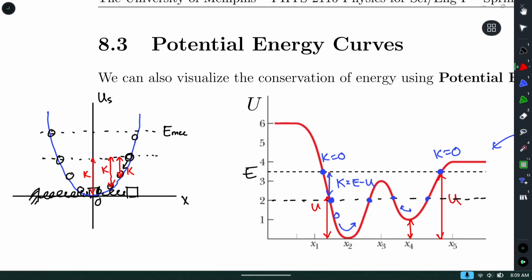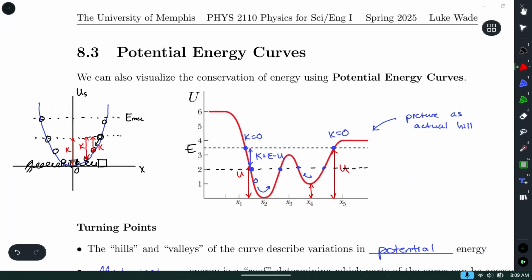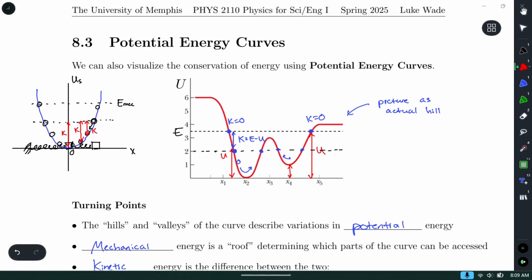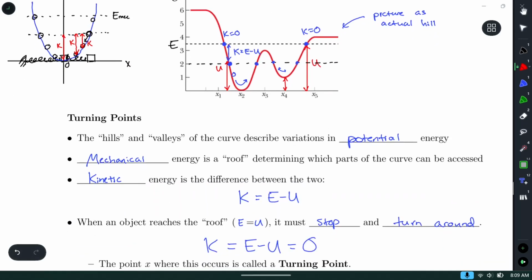And so I like to think of potential energy curves as a way of turning a problem about any system back into a problem about gravitational potential energy, the one that's probably the easiest to sort of picture, visualize. And that's what I mean when I say no matter what the curve looks like, just picture it as a literal hill. Picture moving through this system as literally a ball rolling down a hill, no matter what the actual system is.